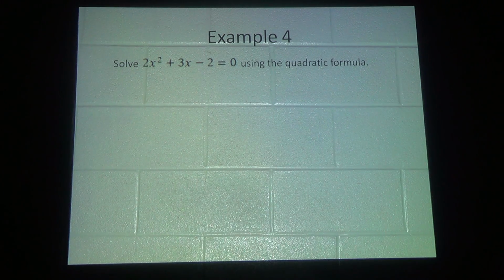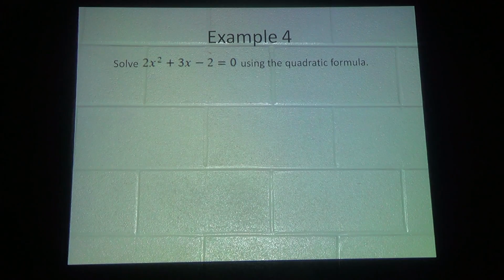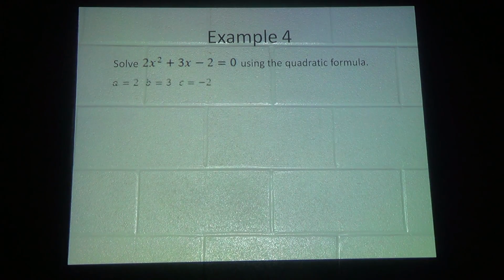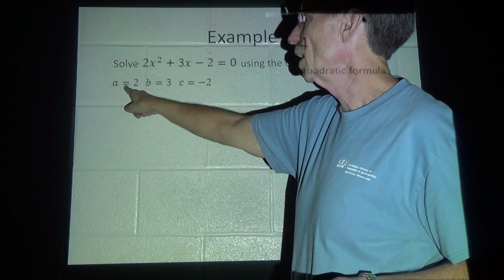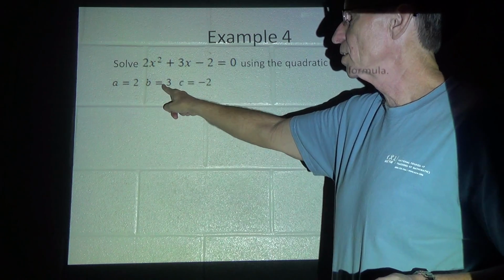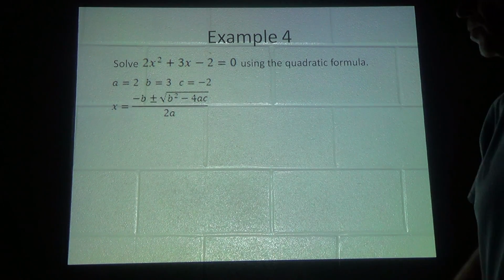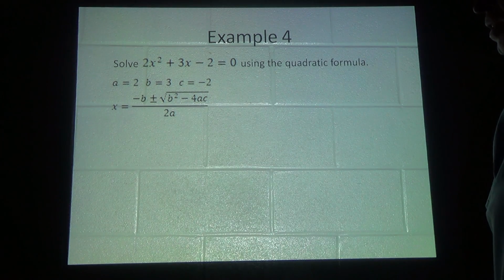Okay, example 4. This time we're going to solve 2x squared plus 3x minus 2 equals 0, once again using the quadratic formula. So the first place to start is identify your a, b, and c. So a is equal to 2, b is equal to 3, and c is equal to negative 2. Once again, here's our quadratic formula.